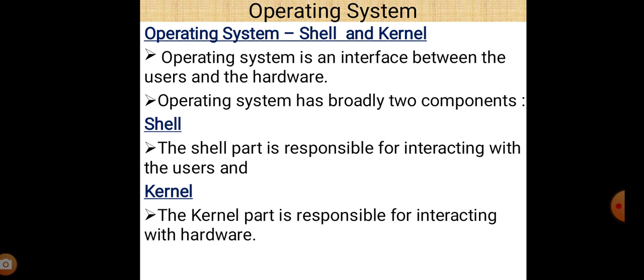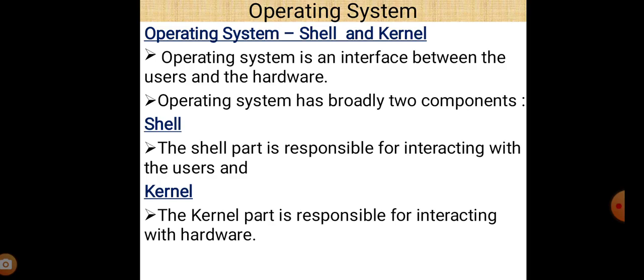First of all, there are two topics in operating system that are clearly mentioned in your syllabus. These are shell and kernel. What is the meaning of shell and kernel? Let us see it. Operating system can be divided into two basic parts, or we can say that operating system is composed of two different parts, shell and kernel.